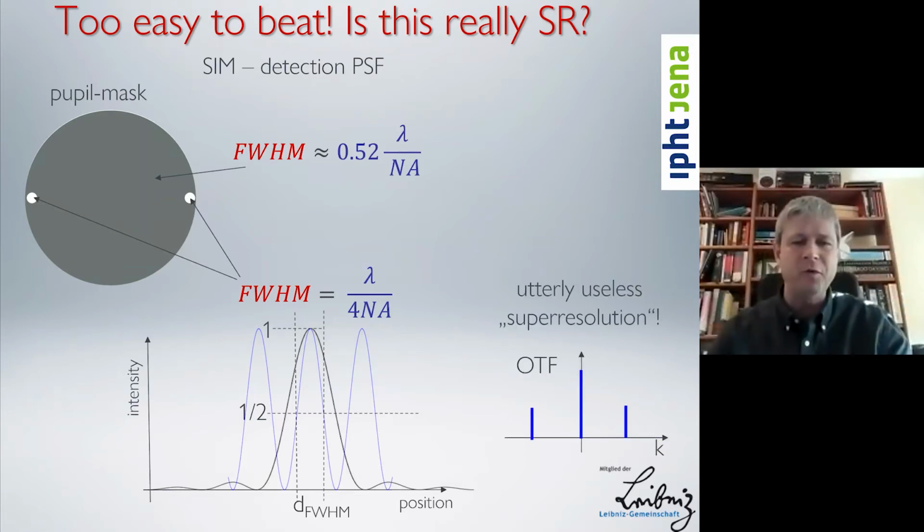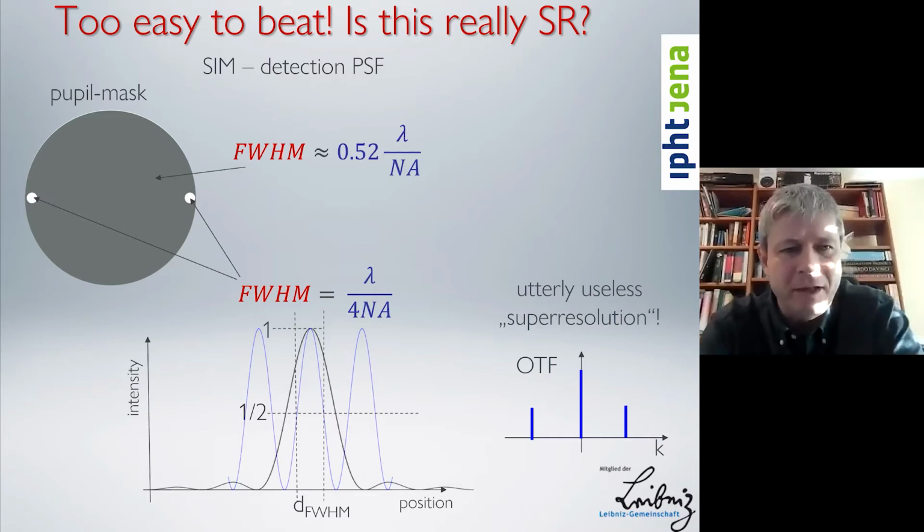Out of the whole spectrum of an object, where an ordinary transfer function would maybe look like this, we now get only these three peaks. That means we've lost 99% of our sample information. We can only measure a particular frequency and the zero frequency, and that's it.